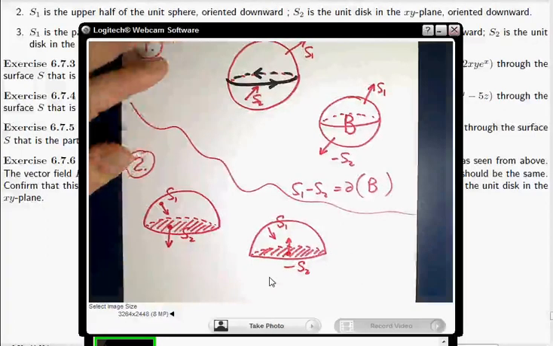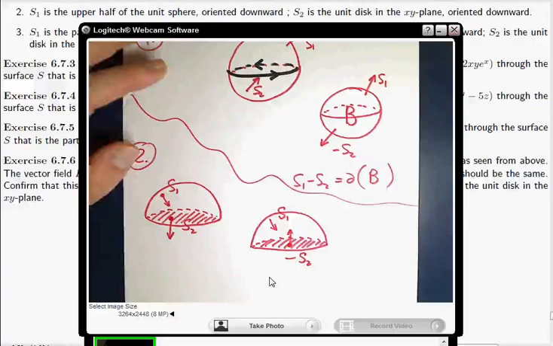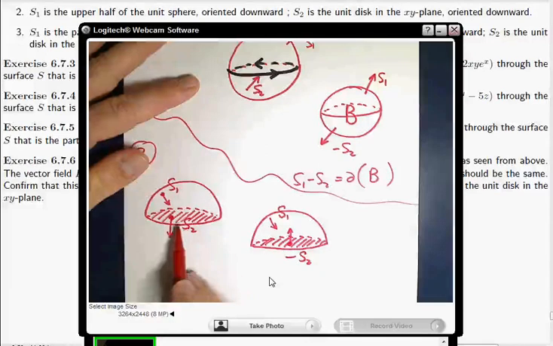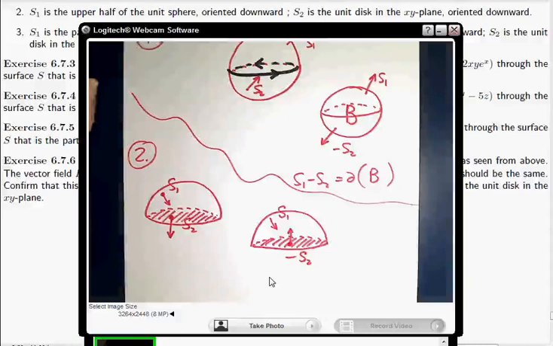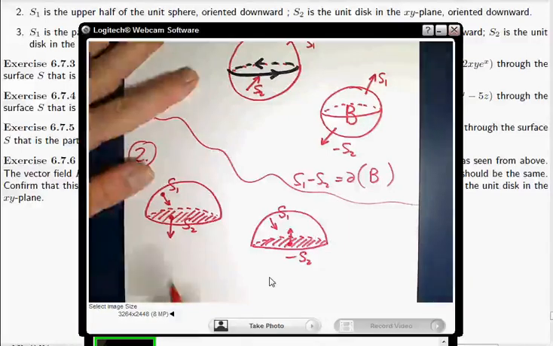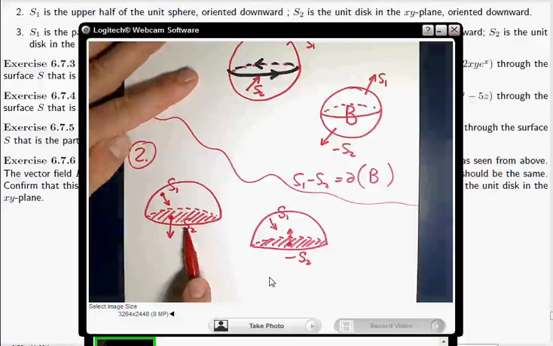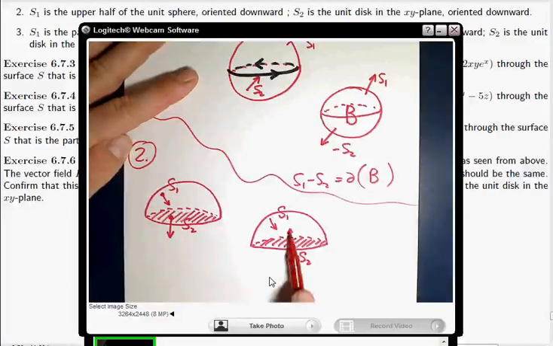Why do we choose to orient S2 inwards instead of S1 upwards? So by the given S2, if you look in the statement of the problem, S2 is the unit disk oriented downward. So this is given to be the orientation of S2. That's because we're on the second part of the problem now. So S2 is given downward. That means minus S2 is oriented upward. Right. Okay, so this is what we're looking at.